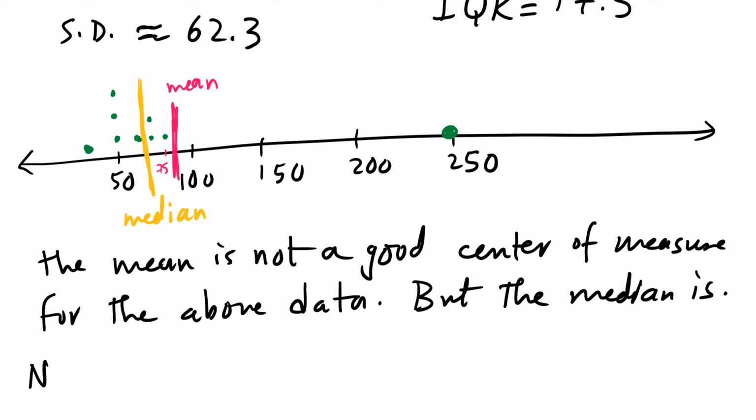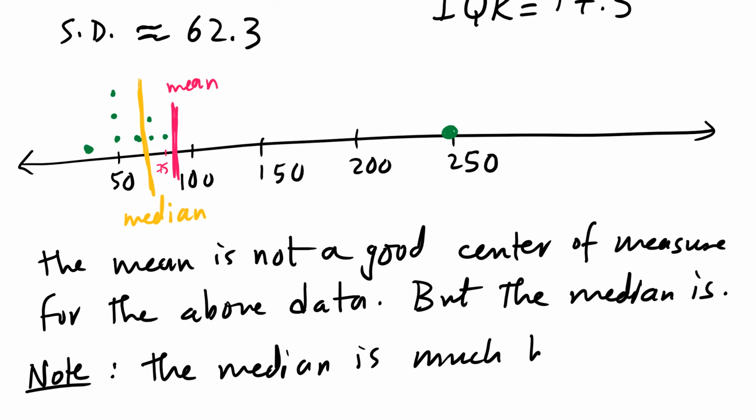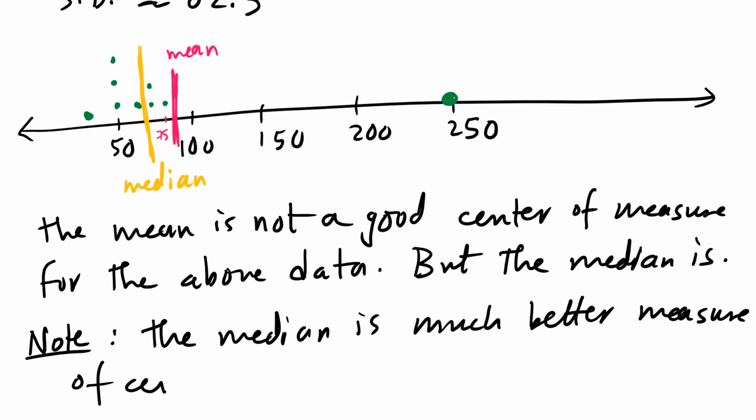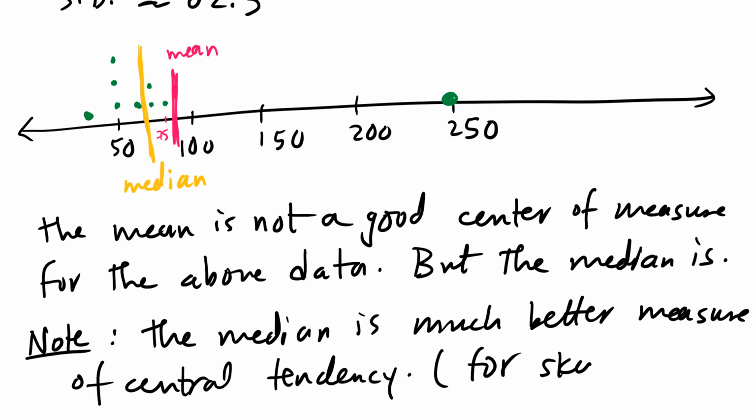Note, we use the median. The median is a much better measure of central tendency, and it's usually used for skewed data. Skewed data.